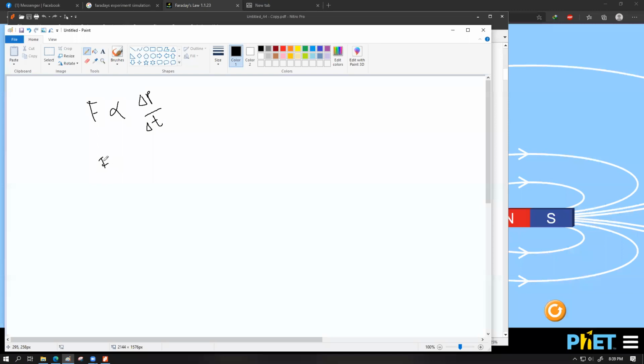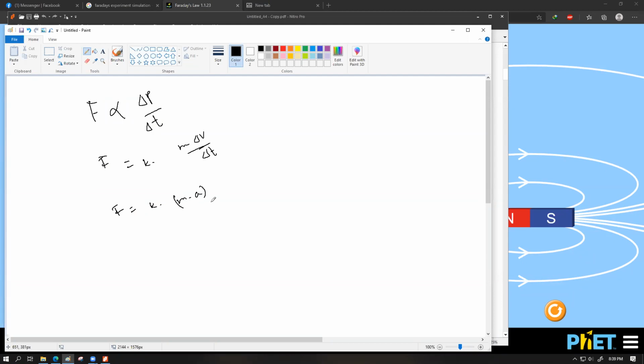So this could give us F proportional to, F equals to K, sorry, F equals to K into M into delta V by delta T, which gives us F equals to K into M into A. So this is what we got.